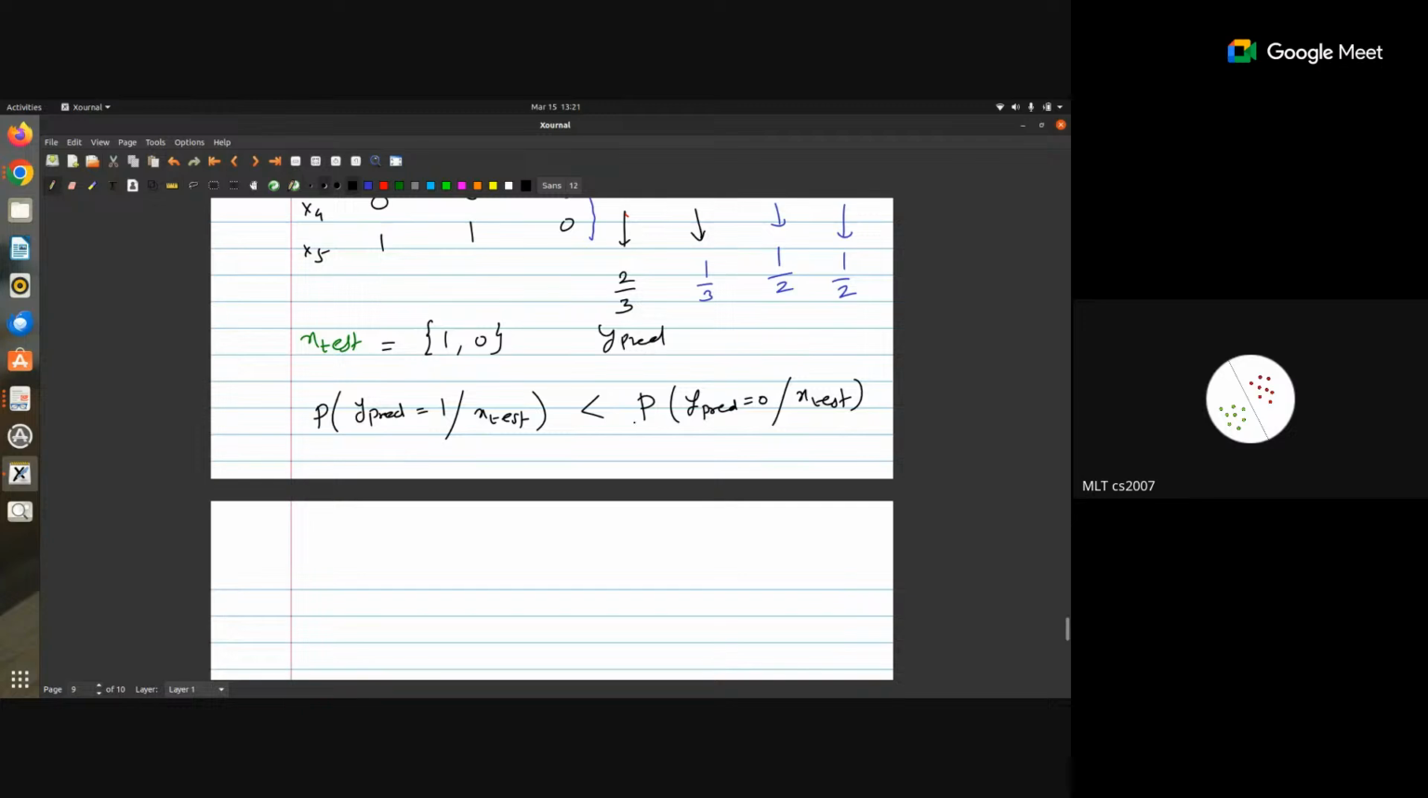Because the probability that this picture is equal to 0 given the x test is higher than the probability that this picture is predicted equal to 1 given the x test. So whichever probability is higher, we'll predict that label. If this is the condition, then I'll predict 0. If this is the condition, then I'll predict 1. This is a simple decision rule. We are doing the prediction based on this decision.